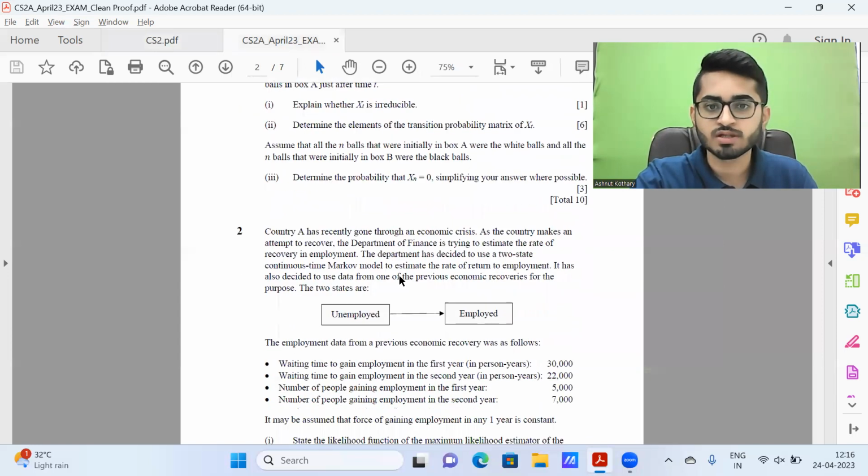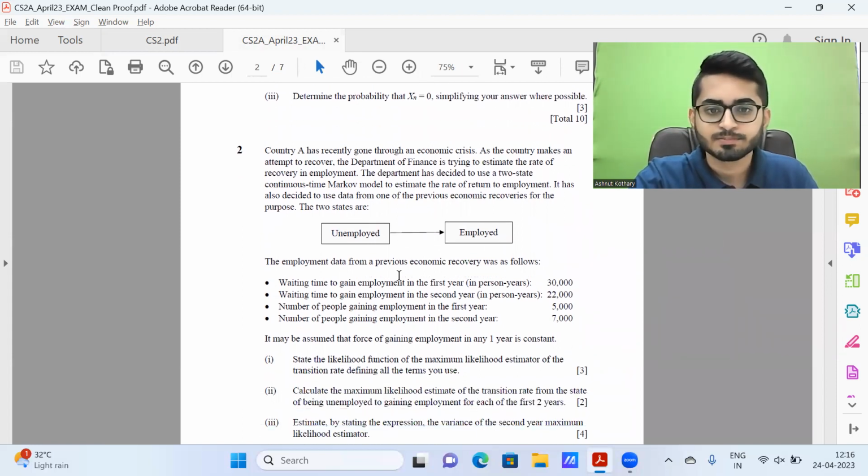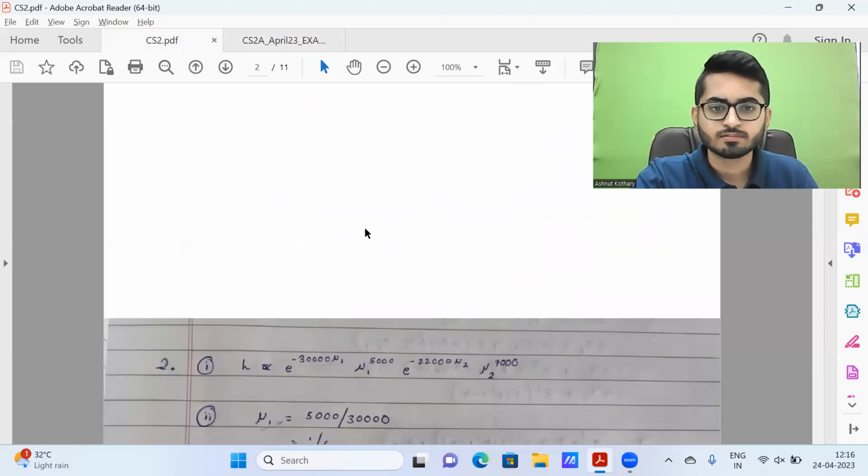Moving forward to next, question 2. This is a relatively easier question, you could say, from the two-state Markov model. Very rarely have questions come from this particular chapter in the recent years. So let's quickly glance through the solution for the same.